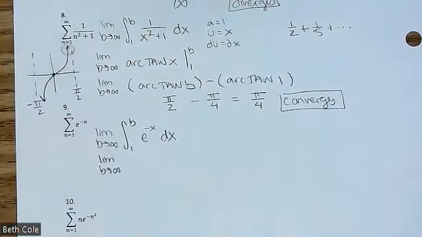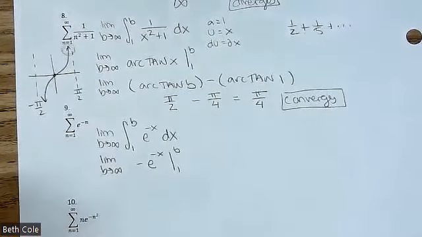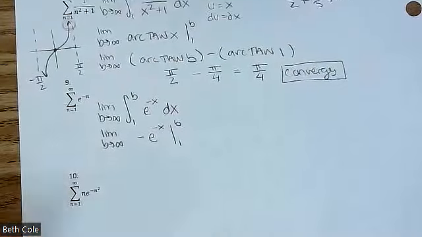Now we need an antiderivative for e to the negative x, but with a what in front of it? A negative. Good. Negative e to the negative x, such that 1 to b. Technically, that was a u substitution, but we just did the adjustment in our heads with that negative, which I encourage you to do. You can just do the adjustment in your head.